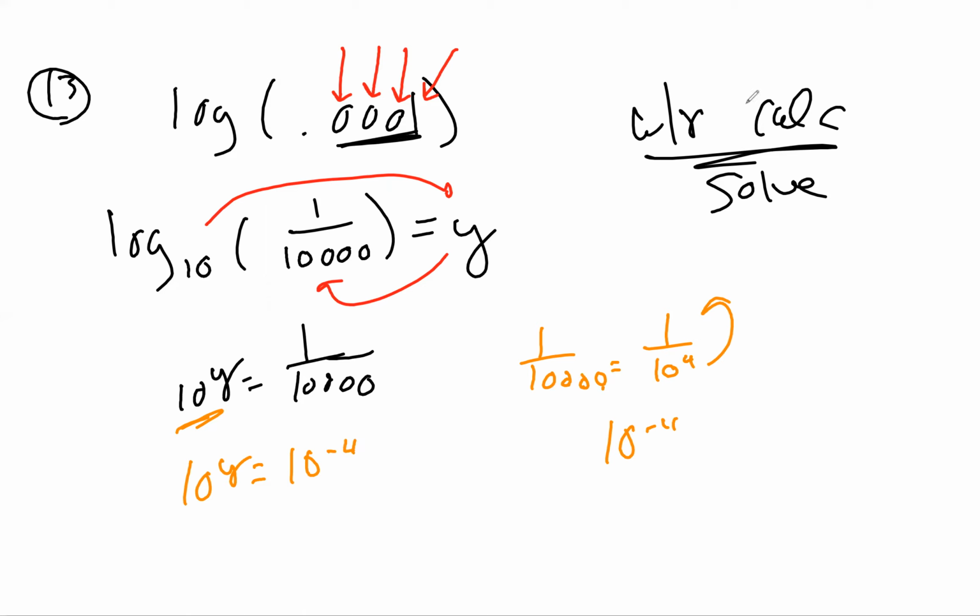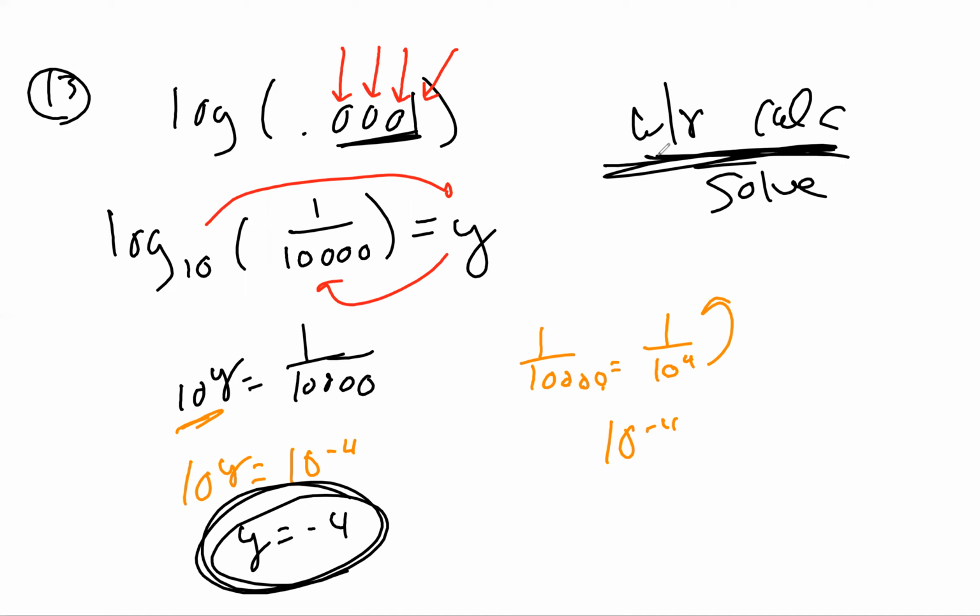And so now that I have the same bases, it's very easy for me to say that y is equal to negative 4. And again, I don't need and I can't use a calculator for this. The instructions will be clear as to when you can and when you cannot use one. Okay, so there's 13. All right, so let's see here for number 14.